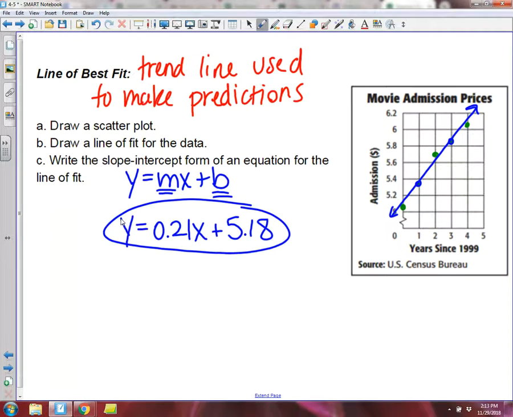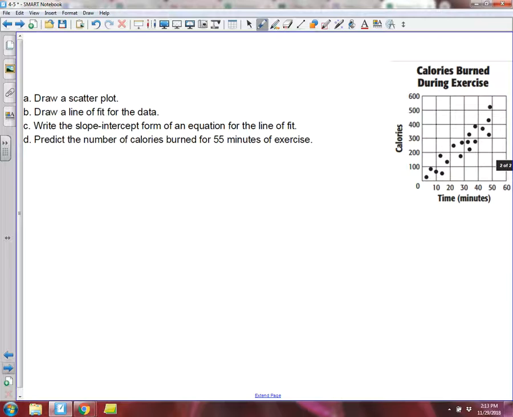Great. Next one. I'm pretty sure all of the points are put on that graph for you, correct? Okay, so the scatter plot is done. I want a line of best fit. I'm going to tell you to use 10, 80 and 32, 290.